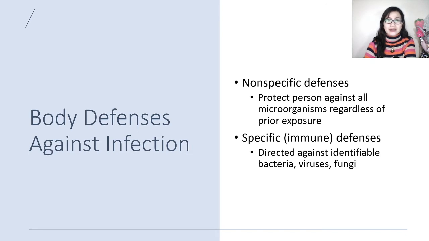Now, we've mentioned the chain of infection, that it must be broken. Alright, so here are the body's defenses against infection. We have non-specific defenses and we also have specific or immune defenses. Non-specific defenses protect a person against microorganisms regardless of prior exposure. So, another one, specific, this is directed against identifiable bacteria, virus, or fungi.